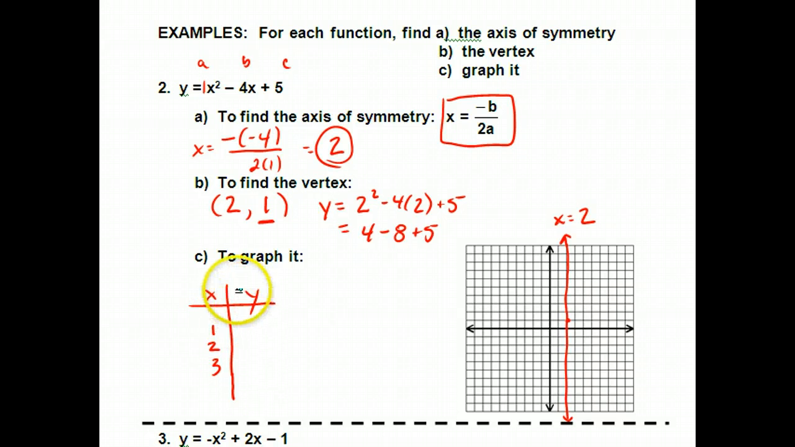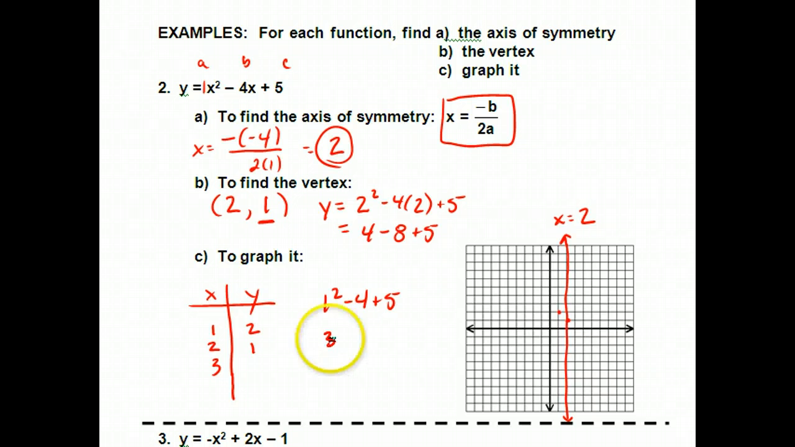So let's put 1 into our equation. If I put 1 in, I'm going to get 1 squared minus 4 plus 5. So 1 minus 4 is minus 3 plus 5 gives me 2. So we know this one is 1, right? So at plus 1, I've got a point at 2. And then let's do the same thing with 3.